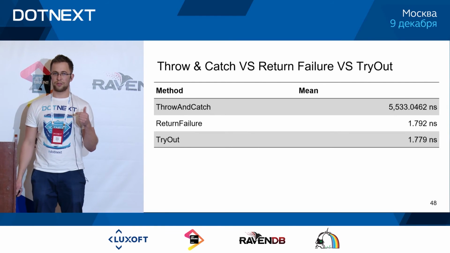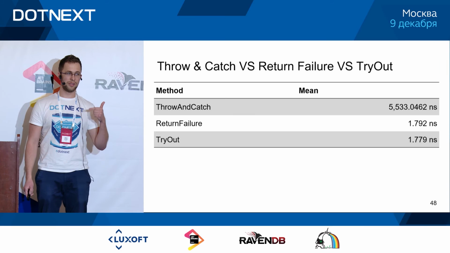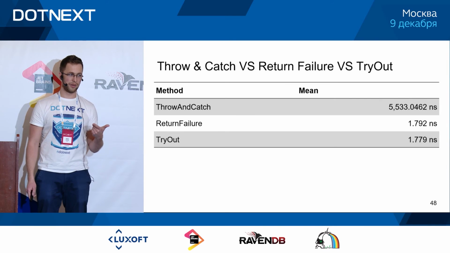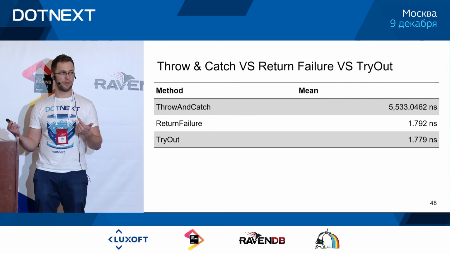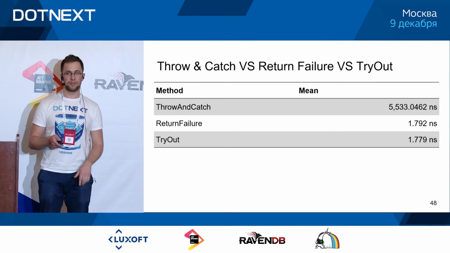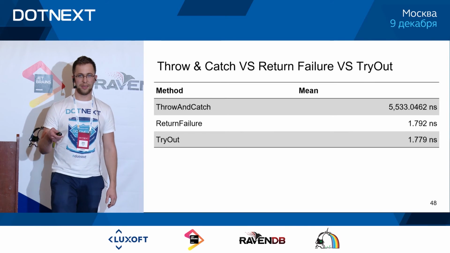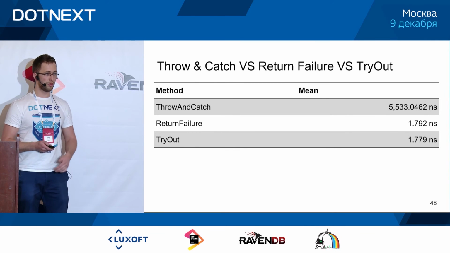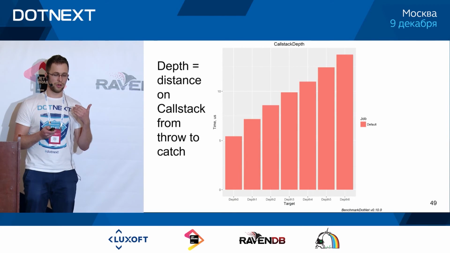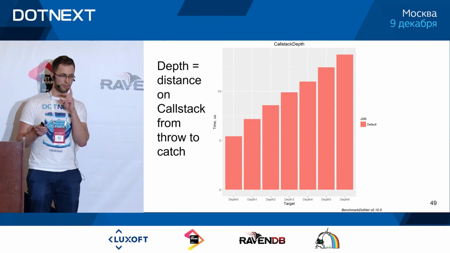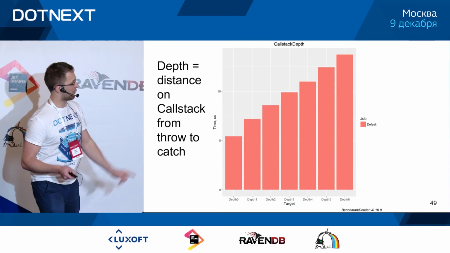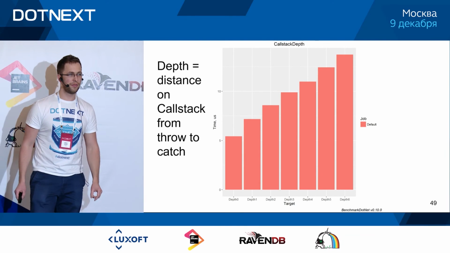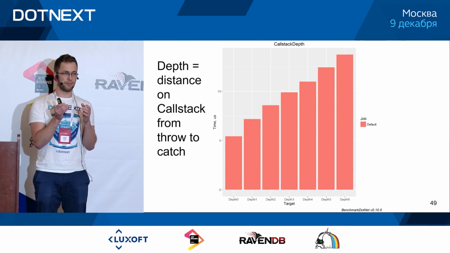So catching and throwing an exception is 3,000 times slower than simply returning false. This is why people do a lot of ugly try-out stuff. But do we really need to? Okay, maybe not yet. This is also dependent on the depth of the call stack.